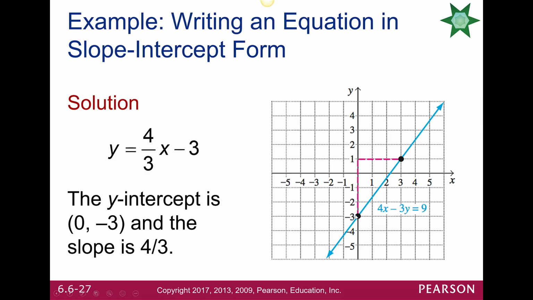So I go up 4 units over 3. And there's another point on my line, which would be (3, 1). And I could go ahead and substitute that into the equation and make sure that point satisfies the equation. If I wanted another point on the line, I could go up 4 and over 3 to find another point on the line.